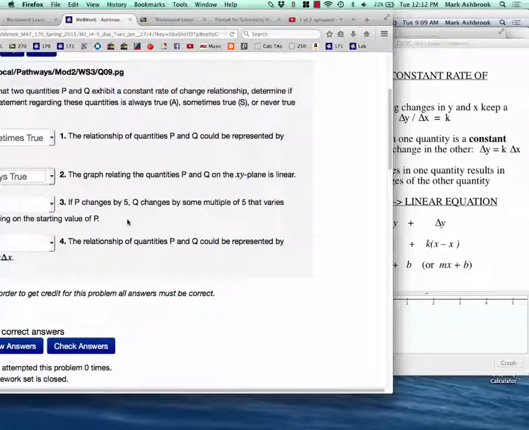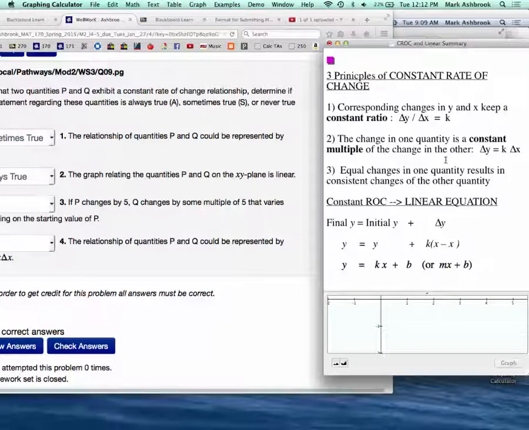All right. If P changes by 5, Q changes by some multiple of 5 that varies depending on the starting value of P. So if we have a change in x of 5, then Q is going to change by some multiple of 5 that varies depending on where you start. Always, sometimes, or never? Never, because what is it saying? It's saying that the change in y is a constant multiple of the change in x. That doesn't change, right? If it's constant rate of change, k stays constant. This is trying to say that the multiple, which in our case is k, is going to vary. Never true, right? Constant rate of change means k stays the same.